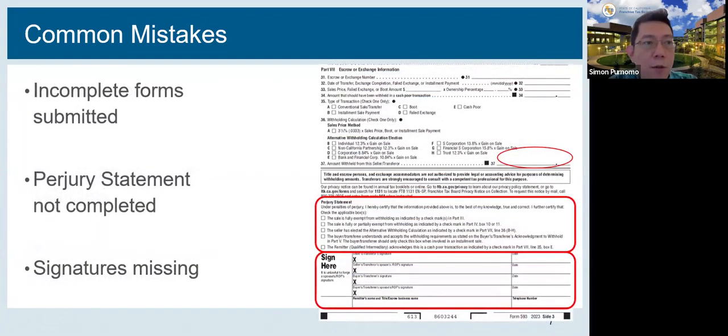And let's take a look at a few more. I will refer to side 3 of the form.